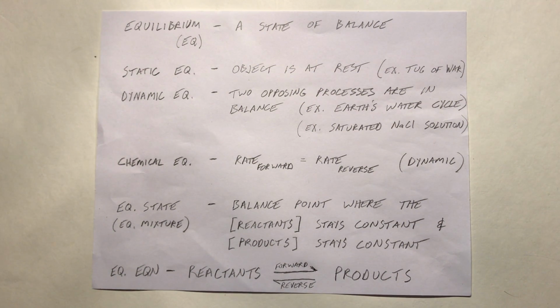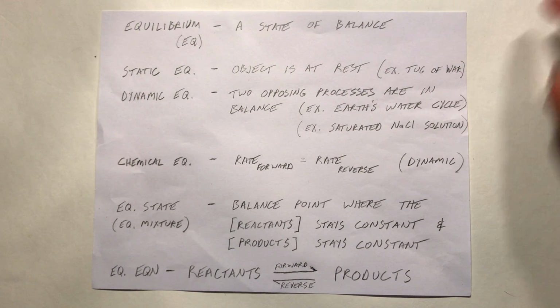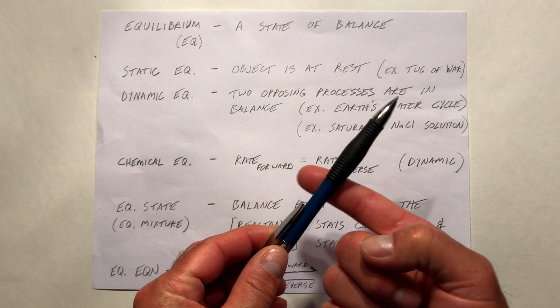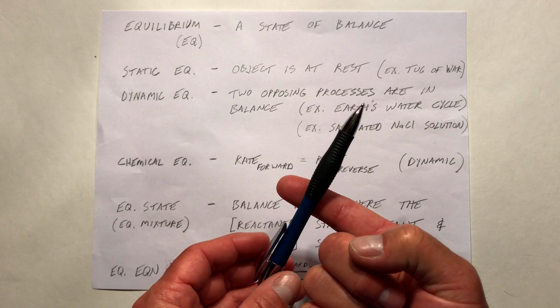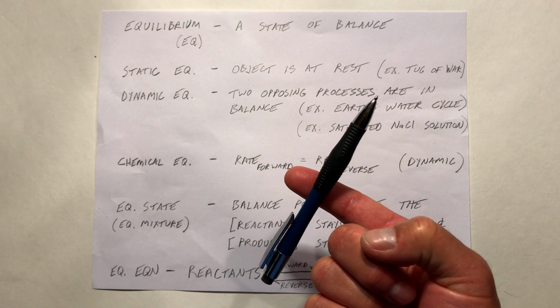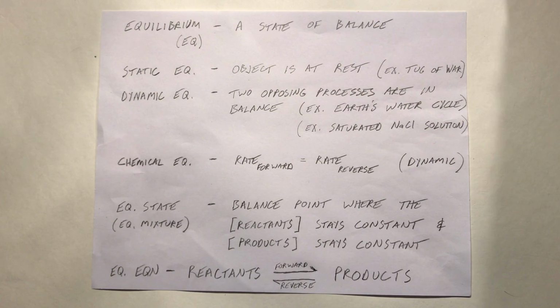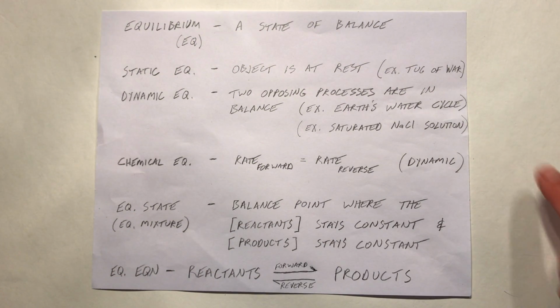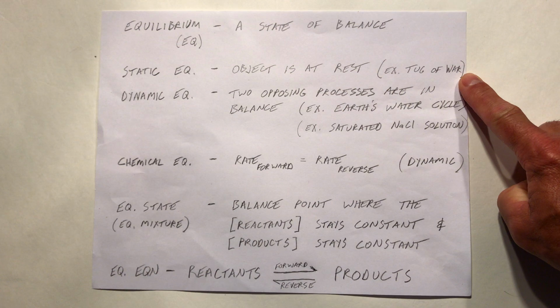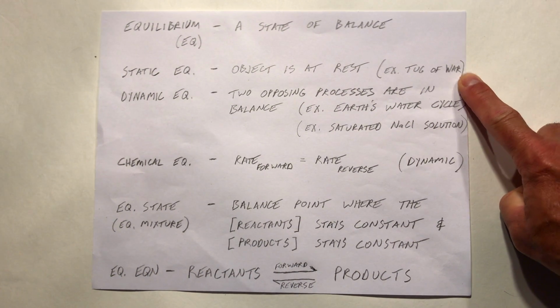An equilibrium can either be static or dynamic. A static equilibrium is where an object is at rest. For example, if I take this pencil and I balance it on my finger, that would be a static equilibrium. Another example of a static equilibrium is where two opposing sides are pulling on a rope in a tug of war with equal and opposite force, such that the rope is not moving. That would be a static equilibrium as well.